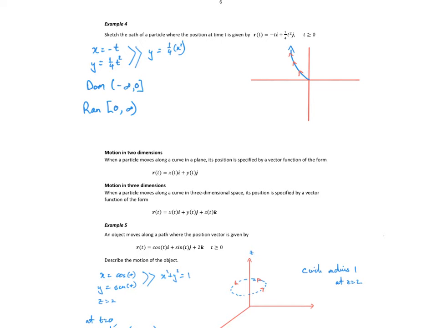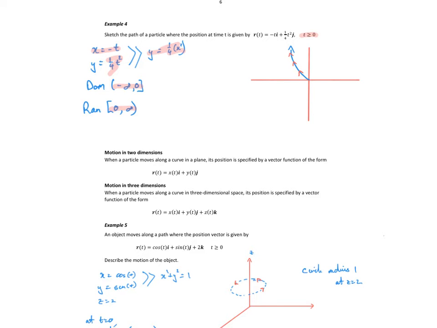Again, a similar process: sketch the path of a particle where the position is given. We can state x equals minus t, y equals a quarter of t squared. Substituting in, we get y equal to x squared on 4. There's my Cartesian equation. For the domain, if x equals minus t, the range is from negative infinity to 0 because t is greater than or equal to 0. And the range of a quarter t squared is 0 to infinity. So there's my graph.